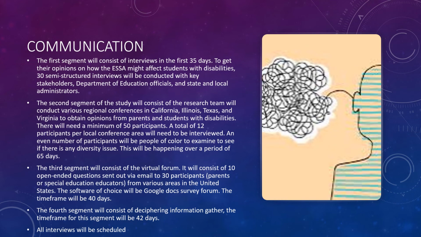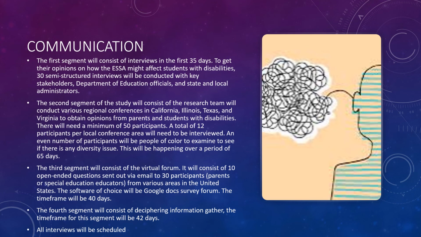The second segment of the study will consist of research conducted with various conferences such as California, Illinois, Texas, and Virginia to understand opinion from parents of students with disabilities. A total of 50 participants will be needed. A total of 12 per local conference will be needed. This will be done in a period over 65 days.